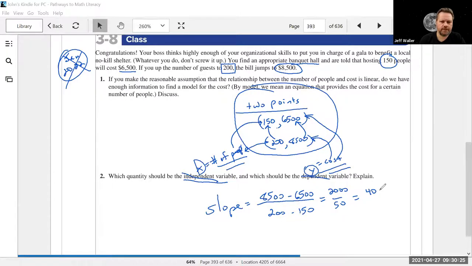All right, now somebody else tell me the units on that slope. The top one is dollars. The bottom one is people. I like it. So 40 more dollars a person if I want to add more people in. 40 more dollars.